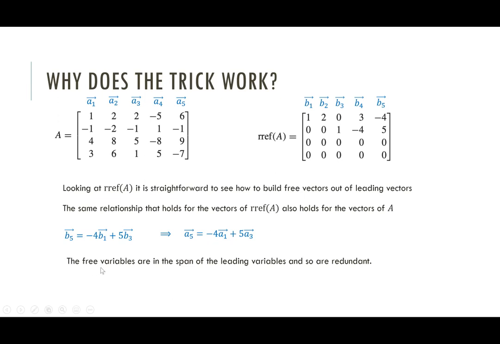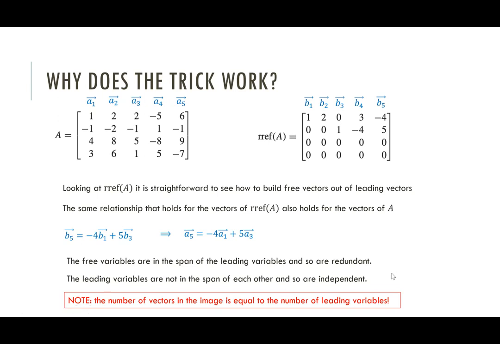So, we have that the free variables are all in the span of the leading variables, and so they're redundant. And the leading variables are not in the span of each other because of the zeros test, and so they're linearly independent. And there we go. That's what we wanted. That means that if we just take the vectors that correspond to the leading variables in the reduced row echelon form, those will span the image and be linearly independent. They'll be a basis.